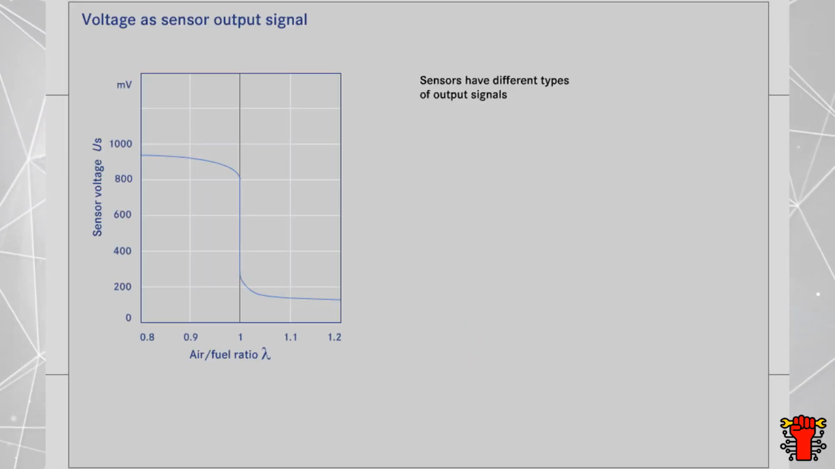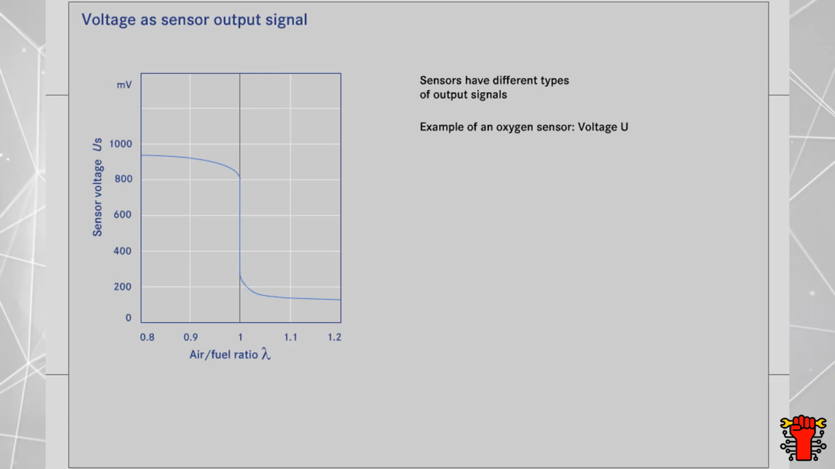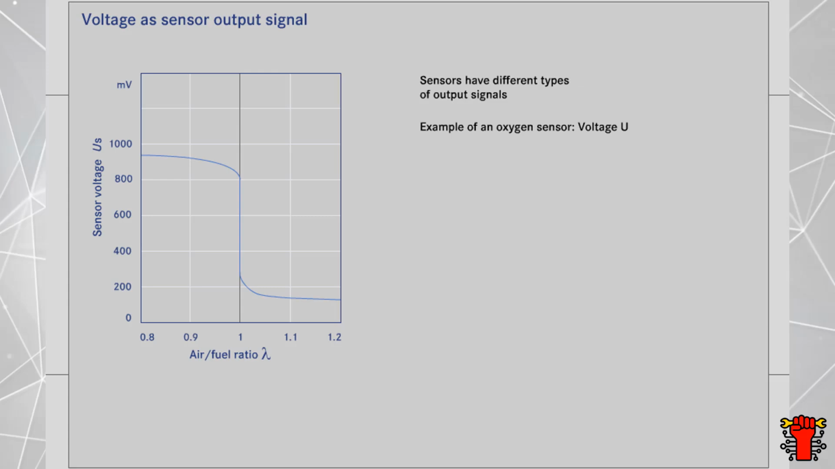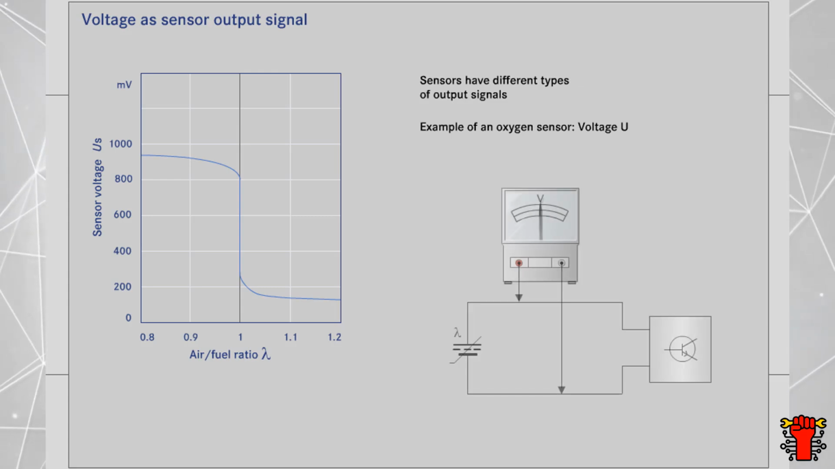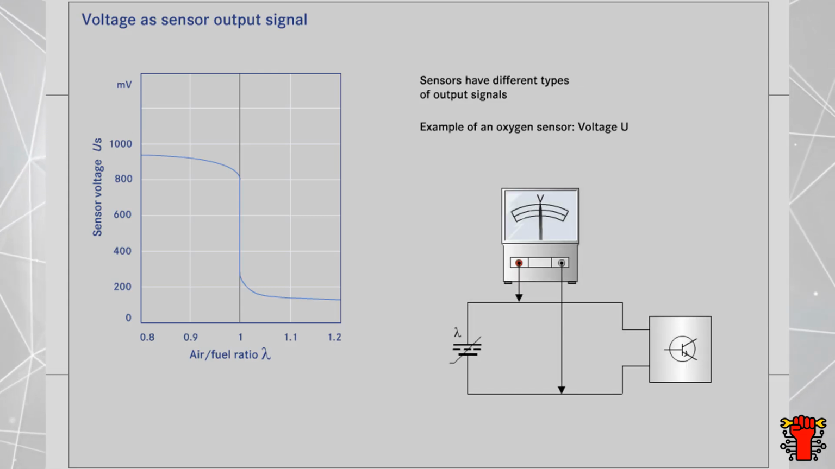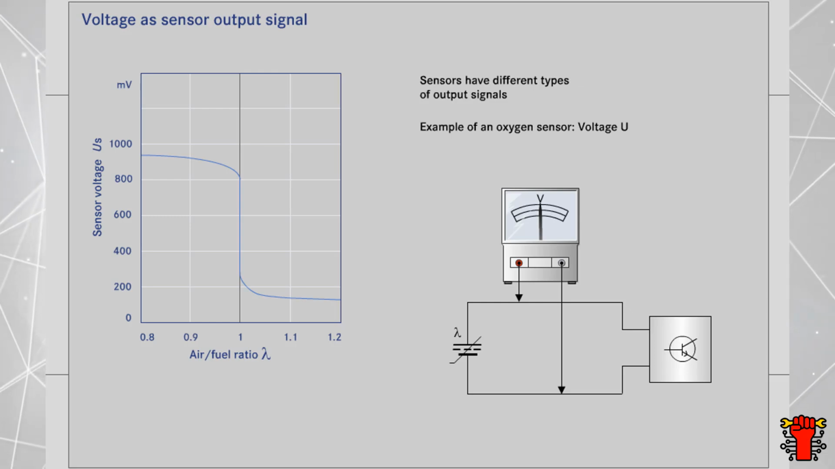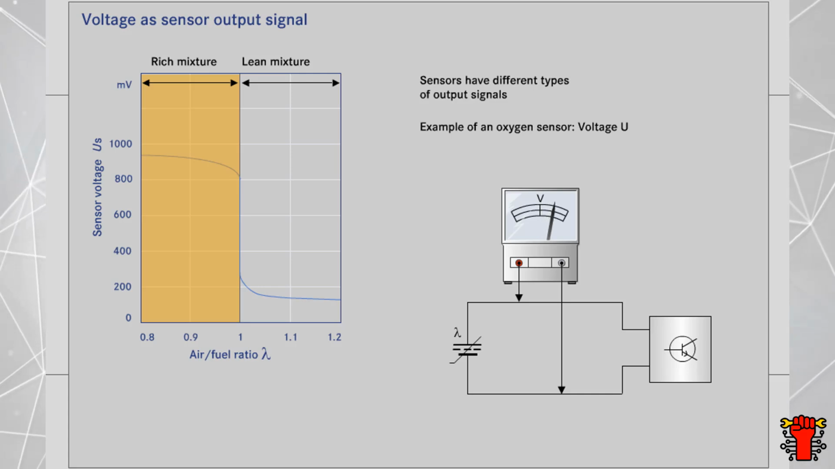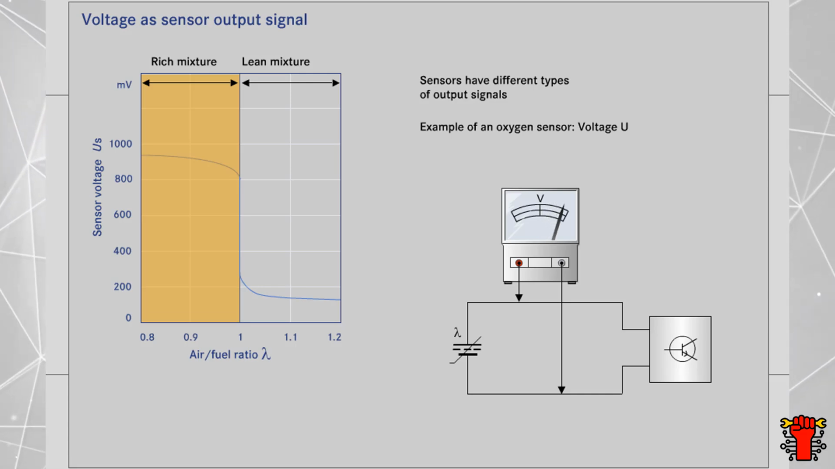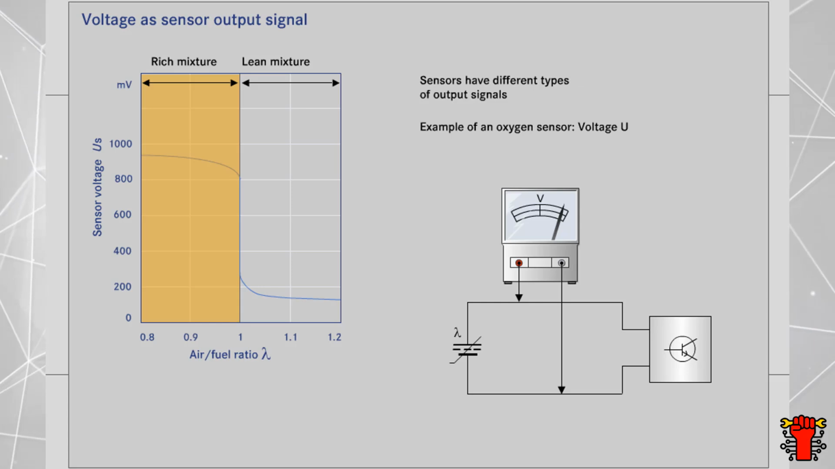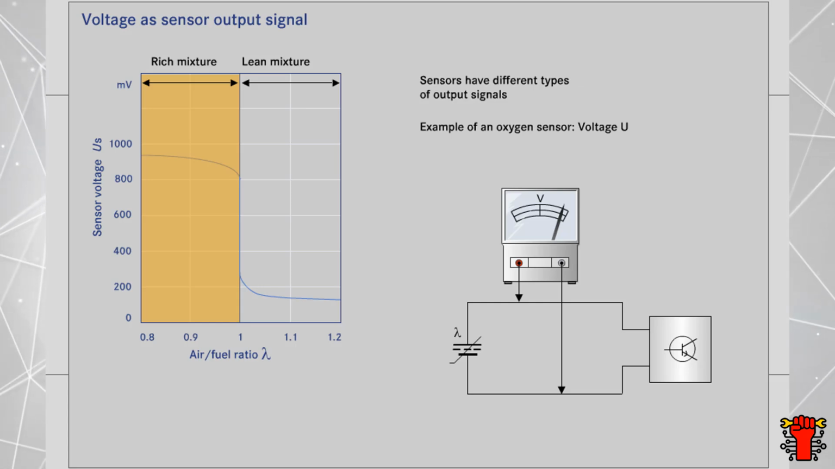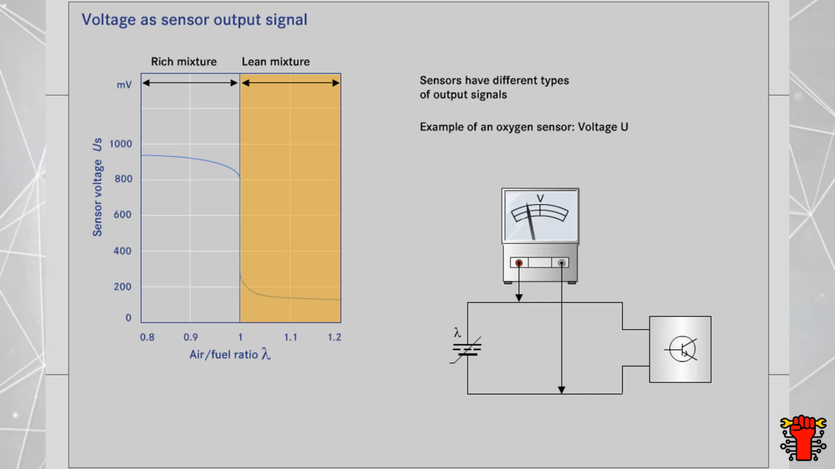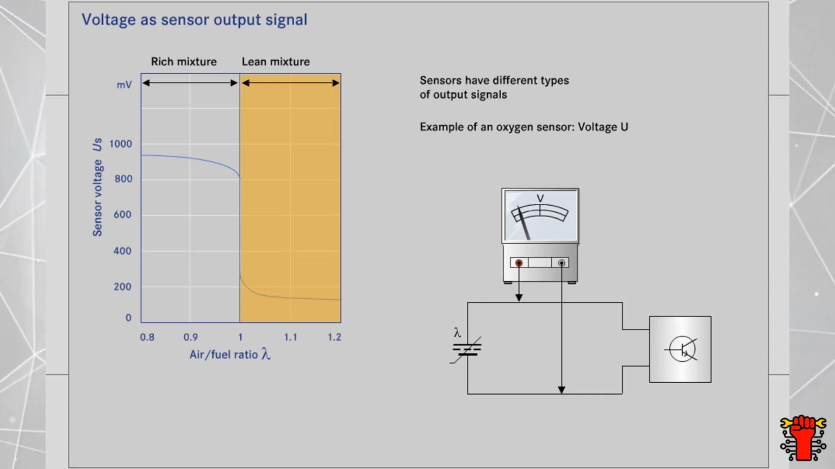Sensors have different types of output signals. Some sensors, such as oxygen sensors, generate a voltage signal. The wiring diagram shows the arrangement of the voltmeter probes for measuring the sensor voltage. With a rich mixture, the sensor generates a voltage of around 850 millivolts. With a lean mixture, the voltage is around 150 millivolts.